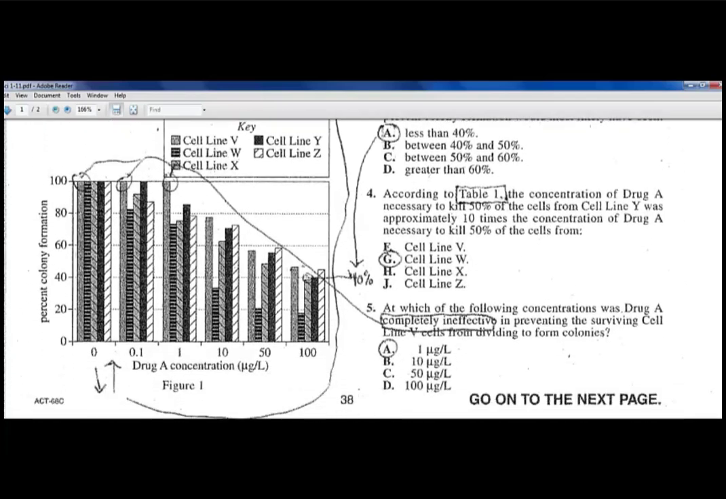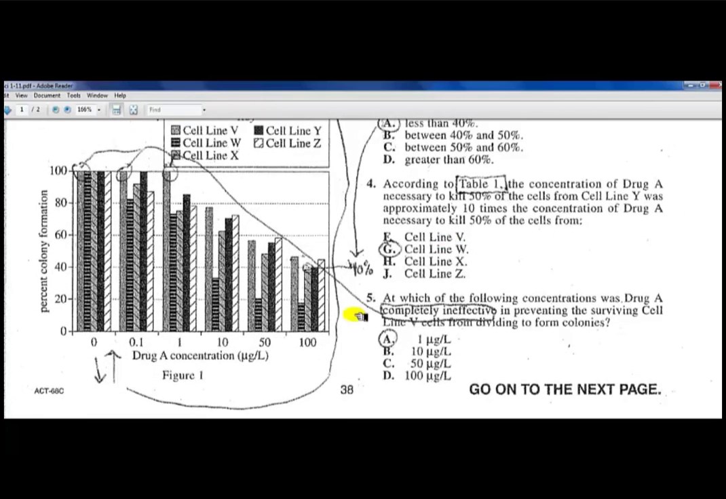Here is our Figure 1 down here, and we see that in the x-axis we have drug A concentration, and we are starting here at 0, and we're moving over to the right and increasing the concentration from 0 to 100. So it's increasing. Now what we have to do is find cell Z.